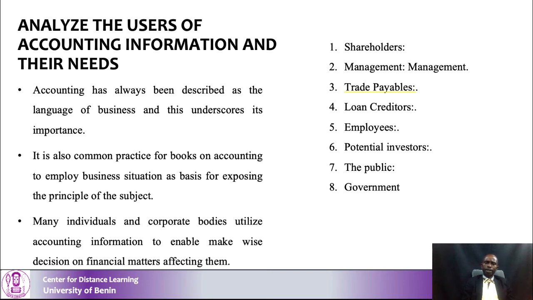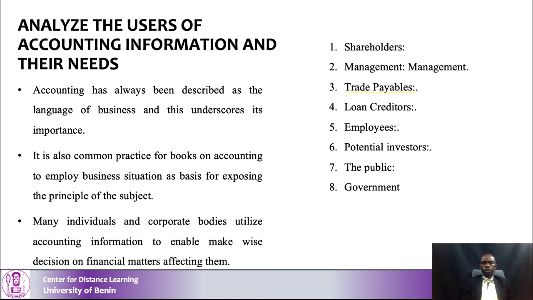Now, the shareholders require accounting information because they need to know whether there is a return on their investment. Management requires accounting information. The managers are those who are in charge of the day-to-day running of the business. They require the information to know whether what they are being asked to oversee is making a profit or a loss. Then trade payables are those suppliers who render services or provide goods on credit to the business organization. They have to know whether the business is well equipped enough to pay them their money when due.